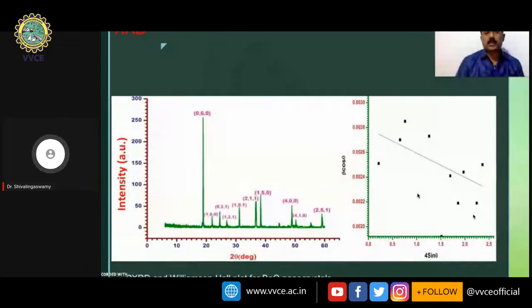XRD plays a very important role in identifying whether it is a crystal, and if it is a crystal, then you can find out the size as well as the shape of the crystal. There are various softwares available now to identify these things.